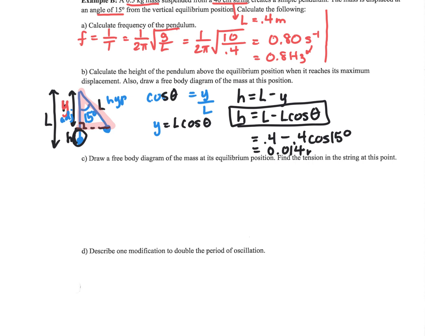Now it says also draw a free body diagram of the mass at this position. So let's draw a free body diagram of our mass. What do we notice is happening here with our mass? What forces do we have? We have the weight due to gravity, and we have tension, don't we? That's it. That's really all we have is tension and this, which is going to be mg. Okay?